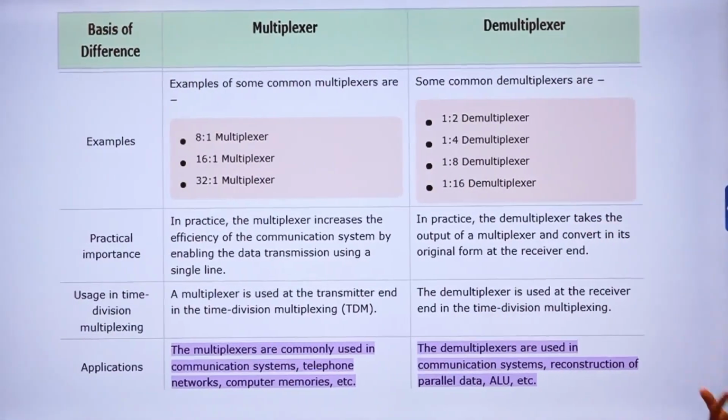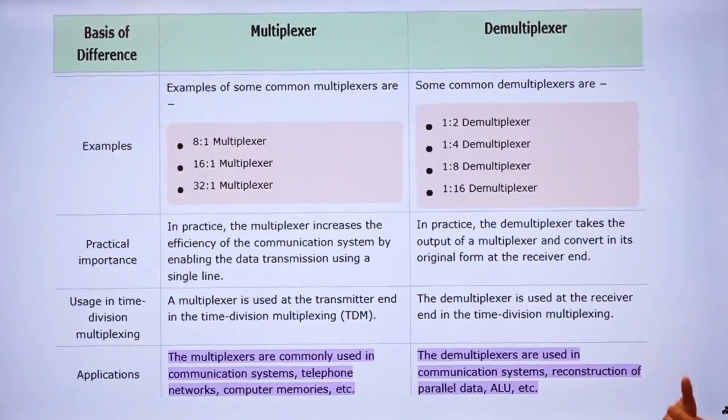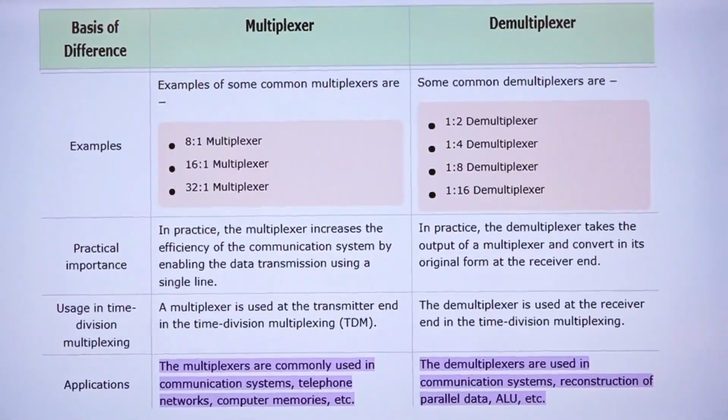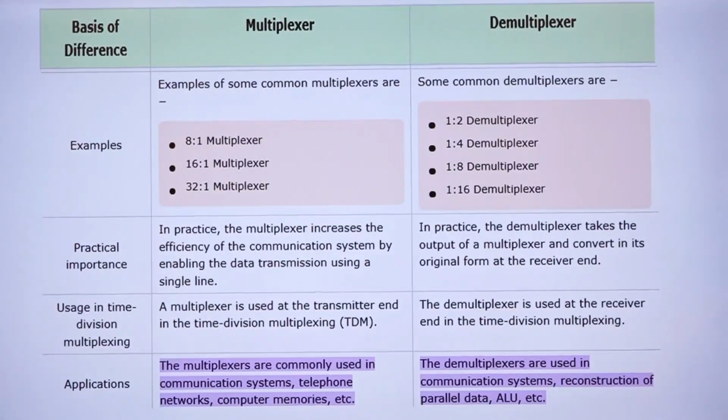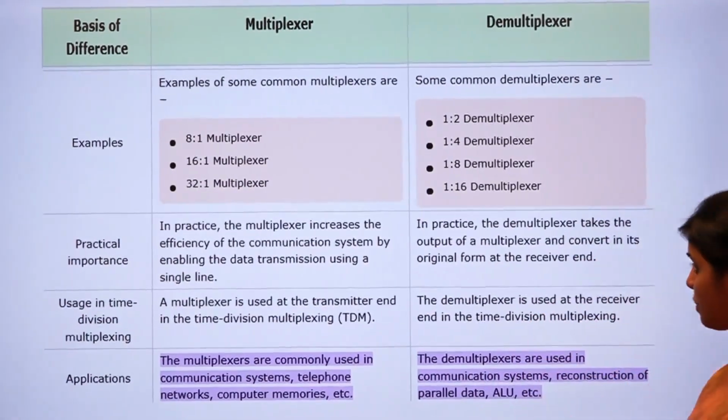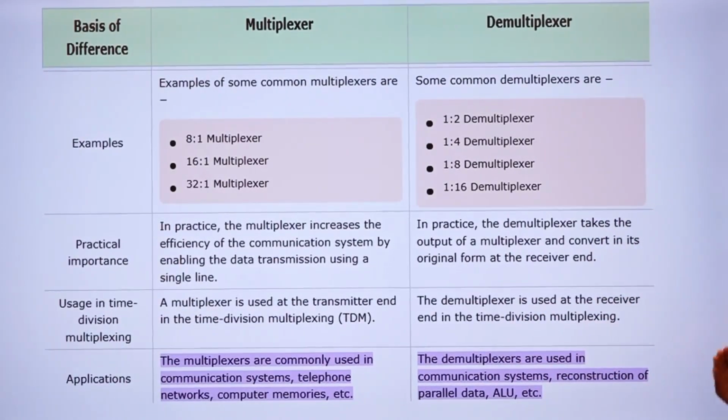When we talk about practical applications, multiplexers increase the efficiency of communication. Basically, we use multiplexers and demultiplexers for data transmission, and the efficiency of the communication system is improved. Similarly, the demultiplexer takes the output of the multiplexer and converts it to the original form at the receiver end.